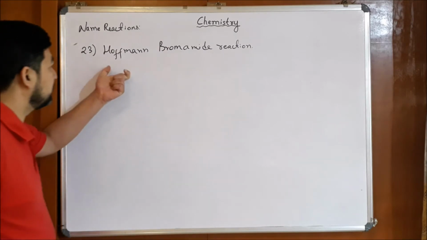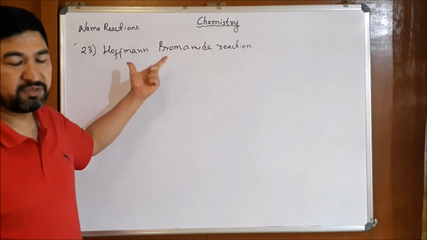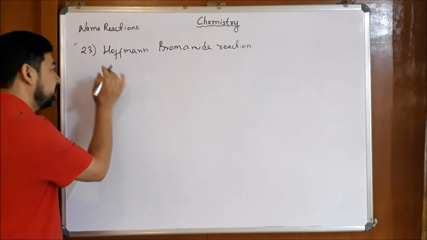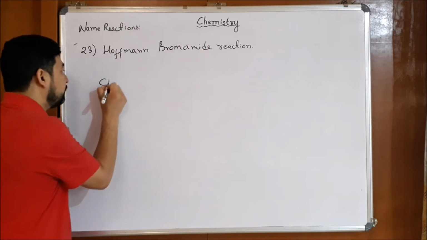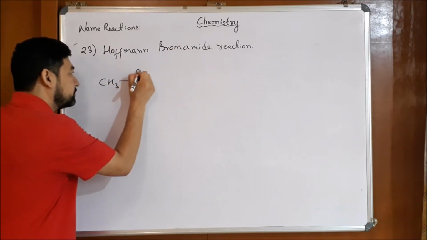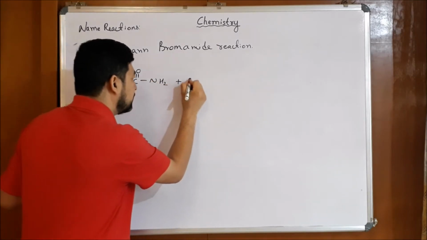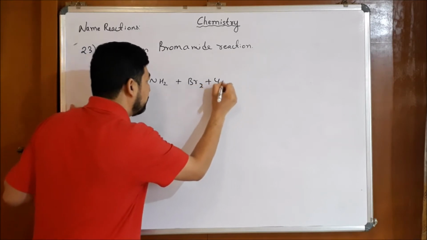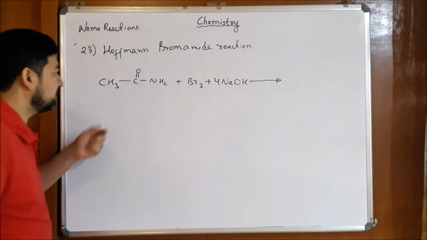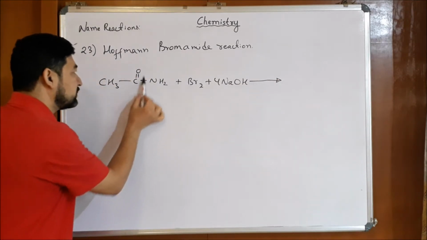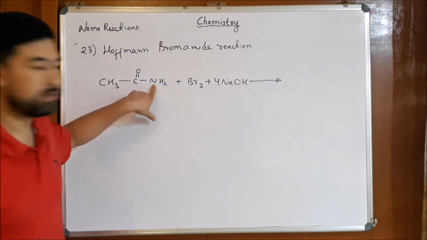The next reaction is the Hoffmann Bromamide reaction. It is commonly known as the step down reaction. Here the amide will be converted into a primary amine. For example, if we have this amide, NH2, and it reacts with bromine in the presence of 4 molecules of NaOH, you have to remove the carbonyl group. You just omit it, then CH3NH2 will be the product.